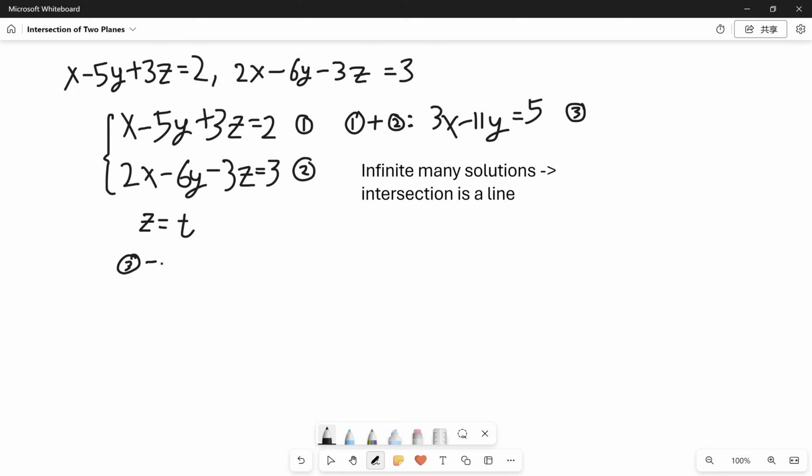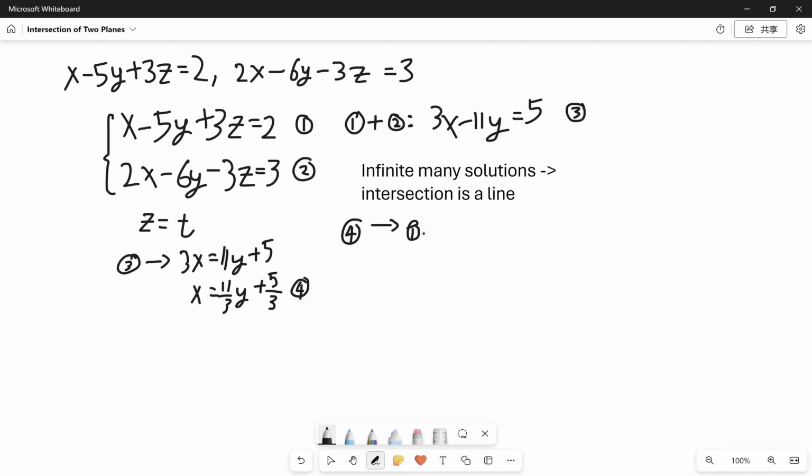So from equation 3, we derive that 3x minus 11y equals 5, right? So basically 3x is equal to 11y plus 5, and then x is going to be 11 over 3 y plus 5 over 3. That's x. So we represented x in terms of y. Now we only want to represent y in terms of z, and then we can represent x and y using the parameter, and problem solved.